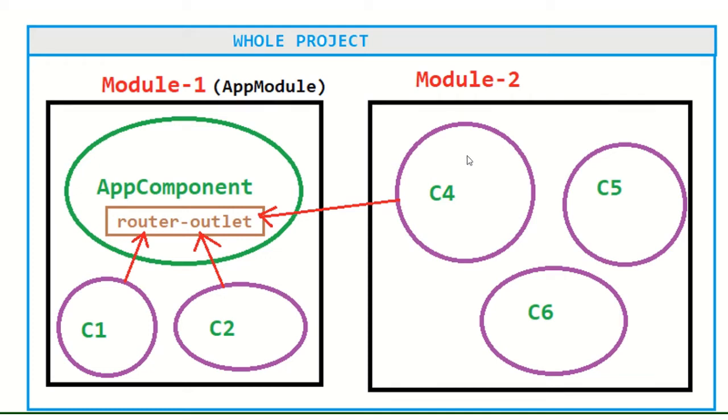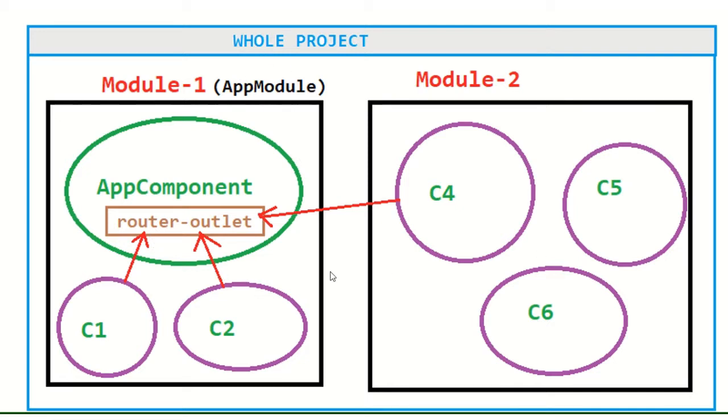Today I am going to show you how routing works in Angular and why it is necessary in Angular. So first of all, I will give some introduction here. Suppose this is a whole project and this whole project has two modules, module 1 and module 2. Module 1 is the app module. This is the start module or bootstrap module, so it will be activated first whenever the application is loaded, and app component is also bootstrapped. This is the root component and this is the root module.